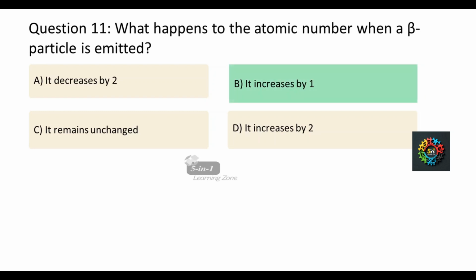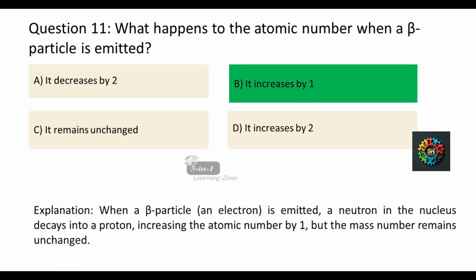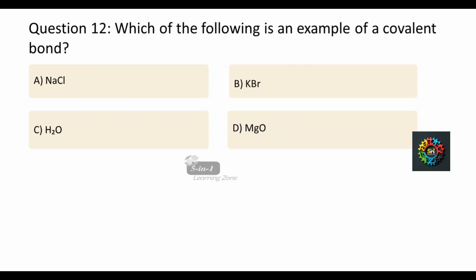11. What happens to the atomic number when a beta particle is emitted? Answer: B. It increases by 1. Explanation: when a beta particle, an electron, is emitted, a neutron in the nucleus decays into a proton, increasing the atomic number by 1. But the mass number remains unchanged.